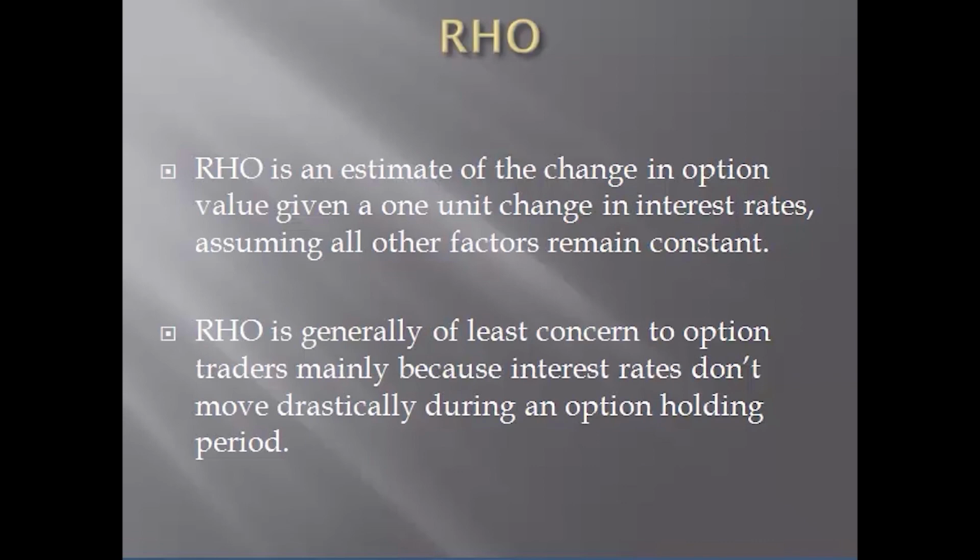Rho is the last Greek that I'm going to talk about here, and we really don't get too deep into Rho. As options traders, we do need to know what it does and what it represents, but as a general rule, we don't really get into Rho. It's an estimate of the change in option value given a 1 unit change in interest rates, assuming all factors remain constant. Well, interest rates don't change that often.